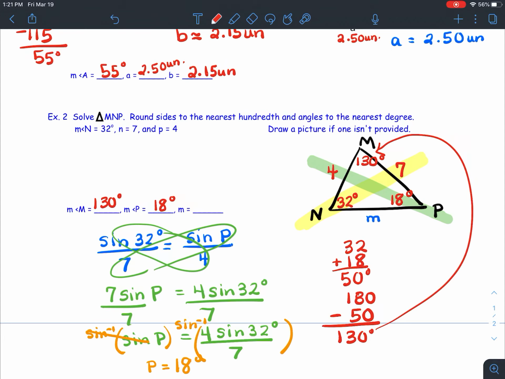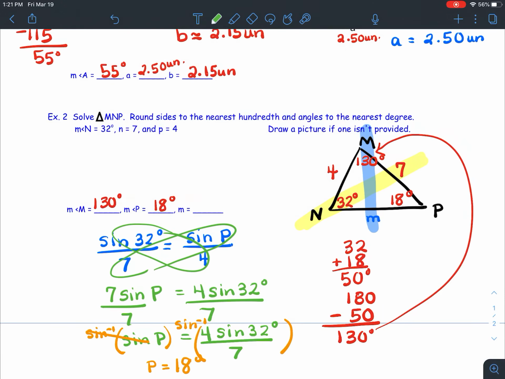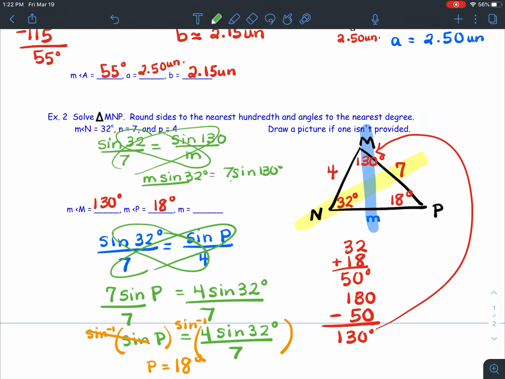Now that we know angle M, I know one of the pieces here. I can now set up another law of sines to find side M. And I want you to go back and use what I had highlighted there in yellow. Let's use sine of 32 over 7 equals sine of 130 over M. We're going to cross multiply, and then divide by sine of 32.